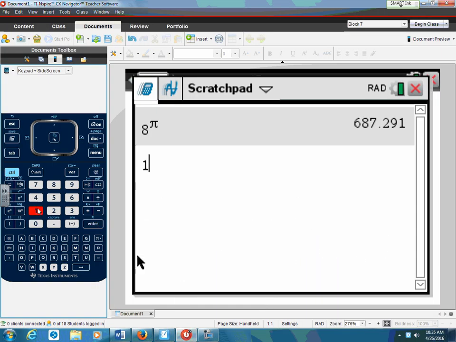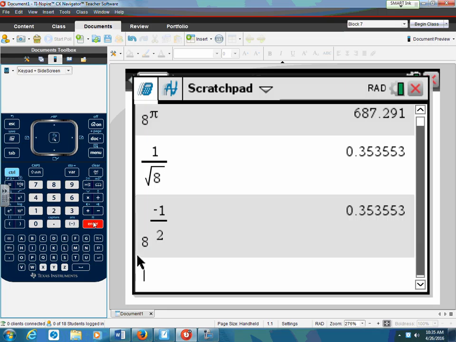I can do 1 divided by the square root of 8 and get a decimal for that. Or I could have just done immediately 8 raised to the negative parentheses 1/2 power, and that's approximately equal to 0.353.